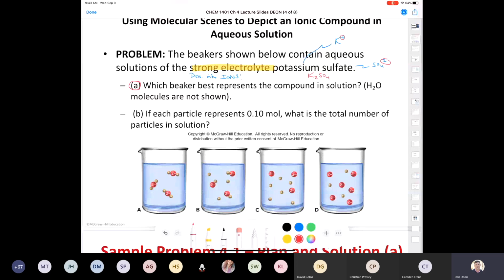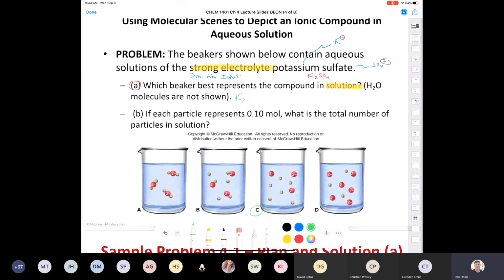Because remember, it says, which one of these beakers best represents the compound in solution, right? What's going to happen when we put a strong electrolyte in solution? It's going to dissociate into its ions. And so in beaker A, the problem with A is that you have all of the ionic compounds intact. The reason that C is the correct answer is because it shows the dissociation of the ions.